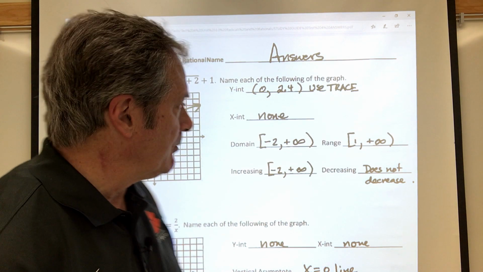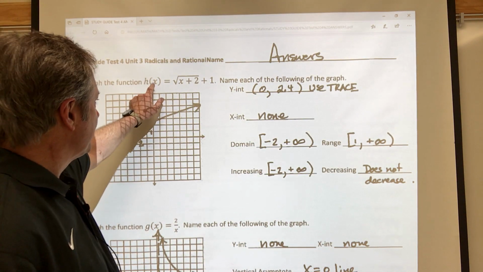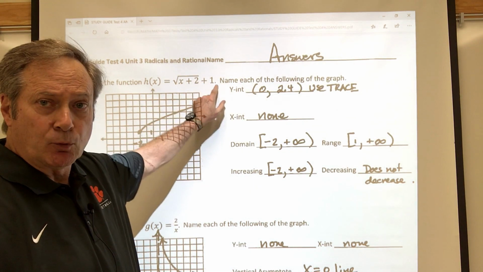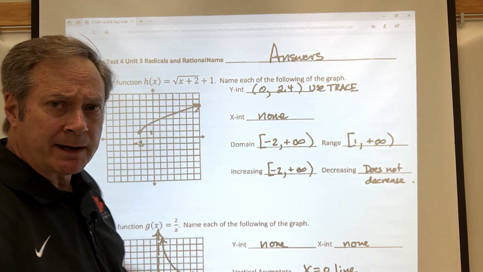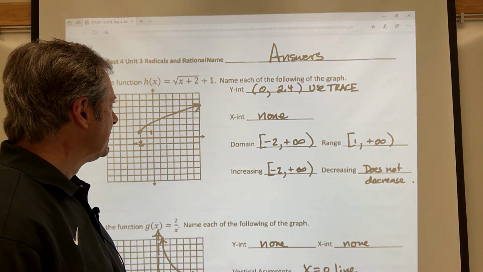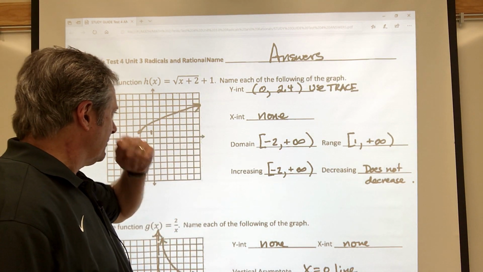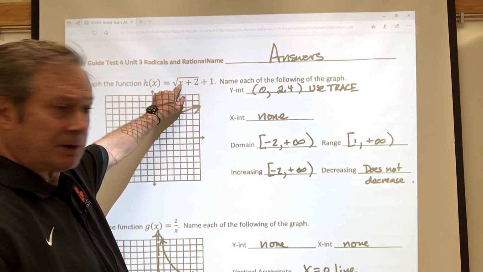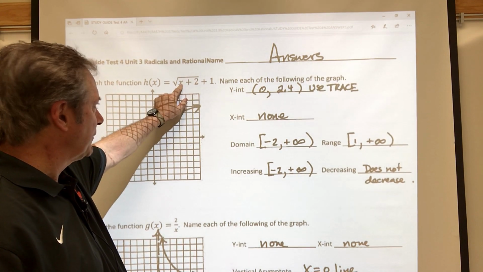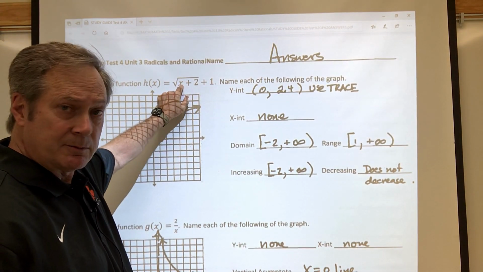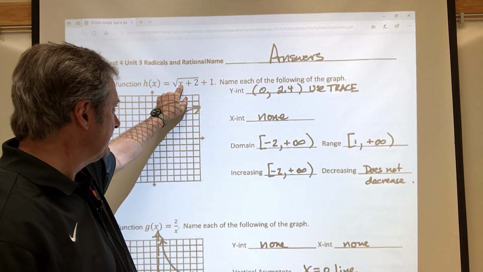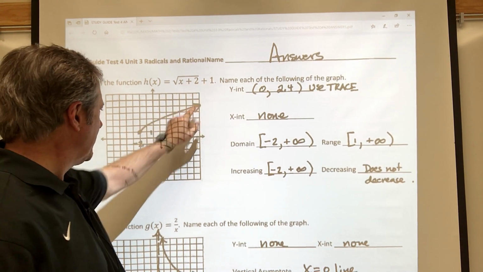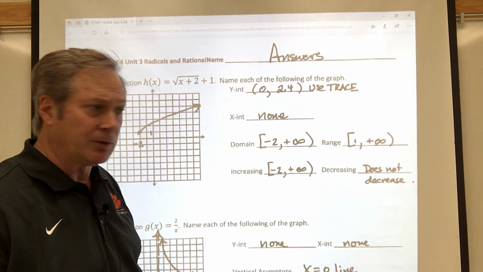So to begin with, number 1, we've got a function h of x is equal to the square root of x plus 2, plus 1. We're used to seeing y on the left-hand side. Don't let that confuse you. The first thing you want to do is graph it. It's going to start at -2, because remember, a square root equation has to start at 0. It can't go below 0 because that would be negative, and you can't take the square root of a negative. So it's going to start at -2 and up at +1, and then it's going to go this way.